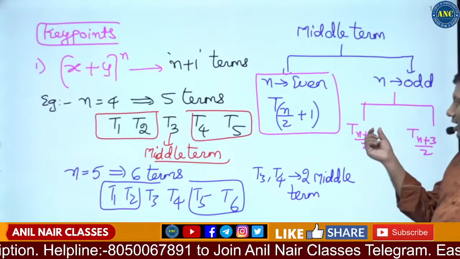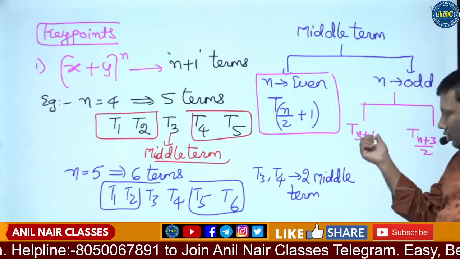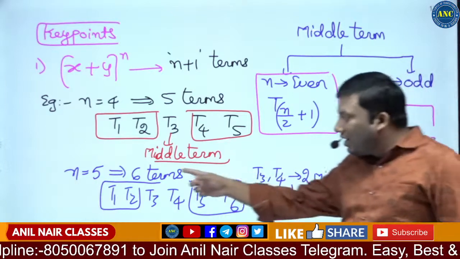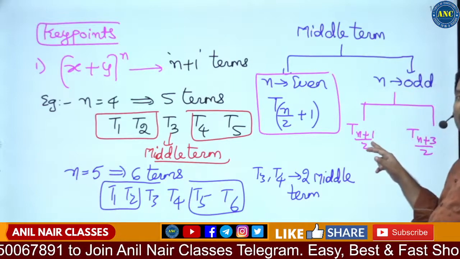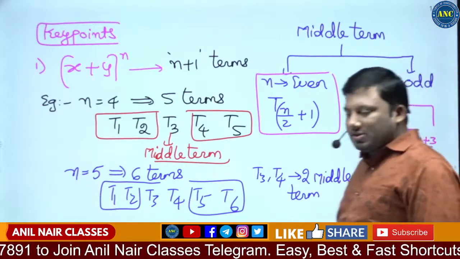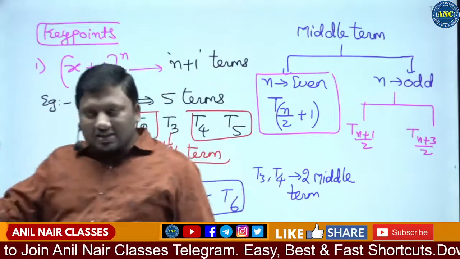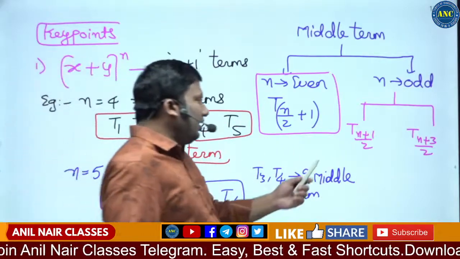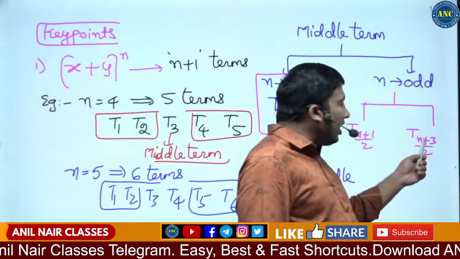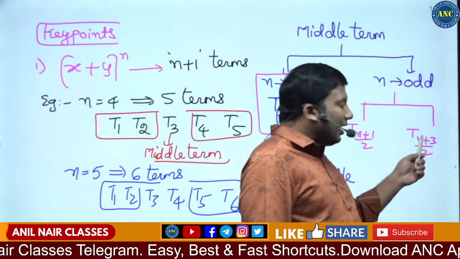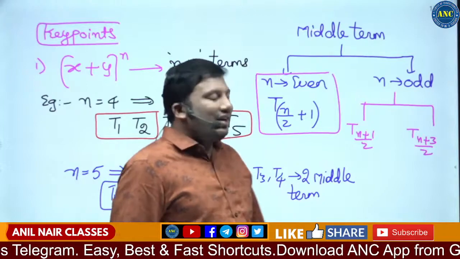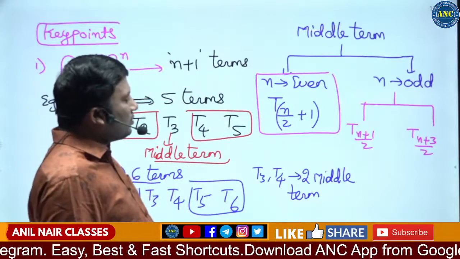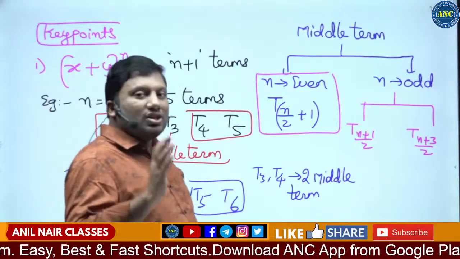Sir, why can I not write it as n by 2 plus 1 something? See, n is an odd number here. Odd plus 1 is an even number, and an even number is divisible by 2. After 1, what is the next odd number? 3. So it is (n plus 3) by 2. You cannot write (n plus 2) by 2, because n is an odd number, and odd plus odd only will give an even number. So T of (n plus 1) by 2 and T of (n plus 3) by 2.